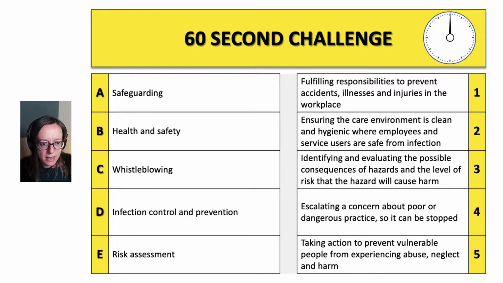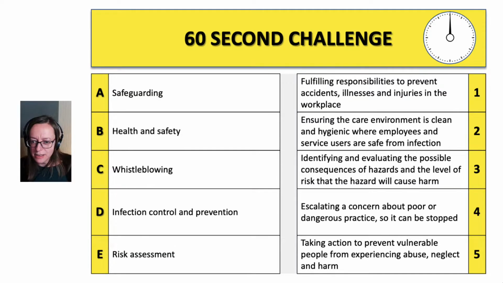And then we've got some disagreements over B, health and safety. Okay, Nardos is saying B2, ensuring the environment. I don't think that one's right. D2. Yes. Okay, Melvin, well done. D2, infection control and prevention, ensuring the care environment is clean and hygienic, where employees and service users are safe from infection. Excellent.